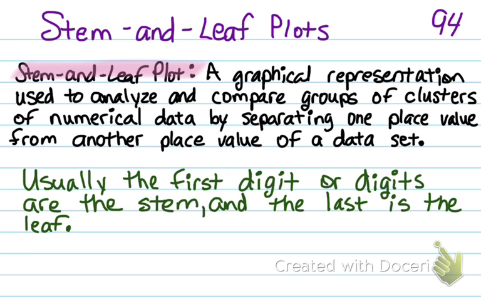Usually, the first digit or digits are the stem and the last is the leaf. So, for example, if I had the number 102, the first two digits might be the stem, whereas the 2 might be the leaf. Please pause the video, copy that information into your journal now.